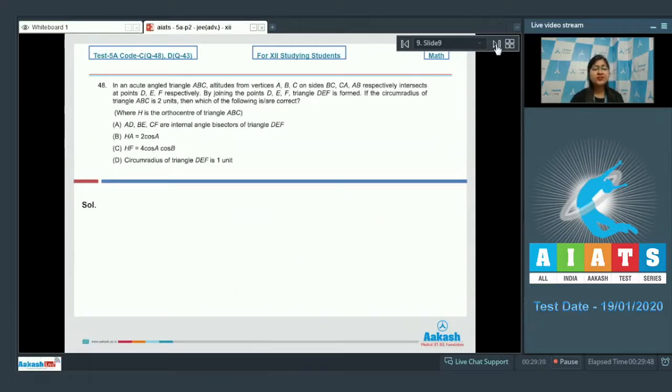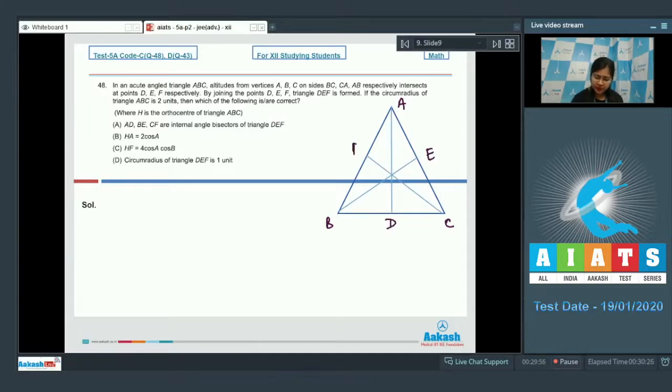Next is question number 48, which says in an acute angled triangle ABC, altitudes from vertices A, B, C on sides BC, CA, AB respectively intersect at points D, E and F respectively. So let's draw it side by side. Let us say this is the triangle ABC. Altitudes are drawn from vertices A, B, C and they are cutting them at D, E and F. Right? Now pedal triangle is formed. Let's join these points. So DEF is pedal triangle of triangle ABC.